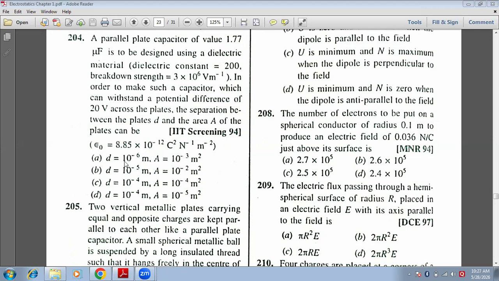Option A, D is equal to 10 raised to the power minus 6 meter, A is equal to 10 raised to the power minus 3 meter square. Option B, D is equal to 10 raised to the power minus 5 meter, A is equal to 10 raised to the power minus 2 meter square. Option C, D is equal to 10 raised to the power minus 4 meter, A is equal to 10 raised to the power minus 4 meter square. Option D, D is equal to 10 raised to the power minus 4 meter, A is equal to 10 raised to the power minus 5 meter square. Correct answer, option B, D is equal to 10 raised to the power minus 5 meter, A is equal to 10 raised to the power minus 2 meter square.